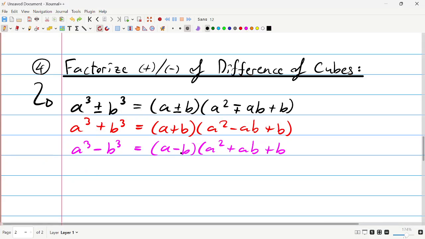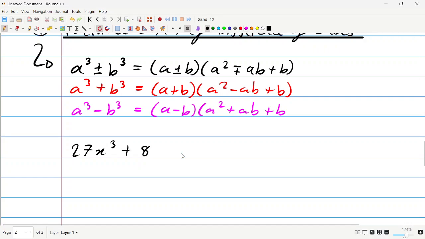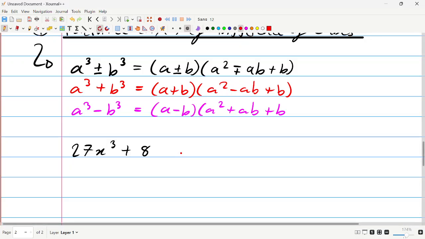Now let's do some examples, right? So what happens if I give you the following question? So let's say we have, let's do 27x to the power of 3 plus y cubed. Now I know this is a little bit of a funny one. I'm actually going to rather do 8. Now what do you notice? Do you notice that 27 is a perfect cube? It is just 3 cubed. X cubed is also a perfect cube, and 8 is also a perfect cube, which is 2 cubed.